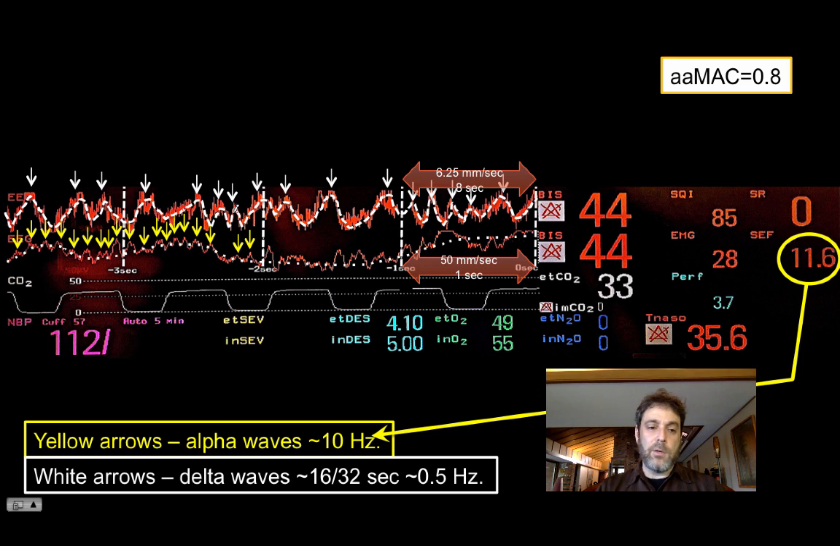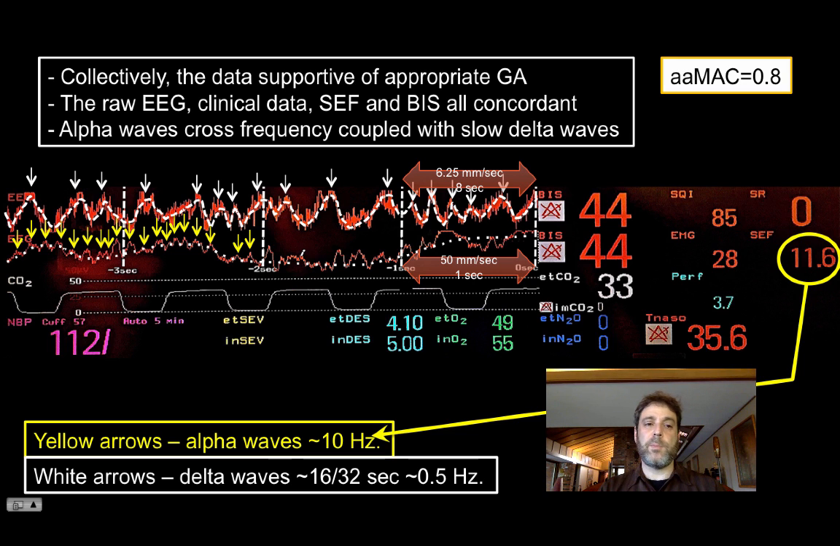And you can also see I try to outline the slow delta waves over there, which are this undulating shift in the baseline when we're looking at the faster sweep speed. So collectively, these data are supportive of appropriate general anesthesia. All of the values here are concordant, which is encouraging, because often I find that my interpretations are discordant with the BIS, and the alpha waves are cross-frequency coupled with slow delta waves.